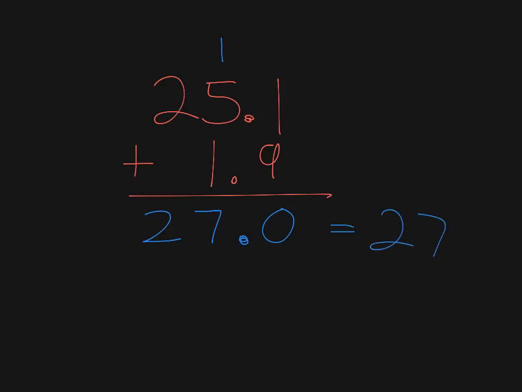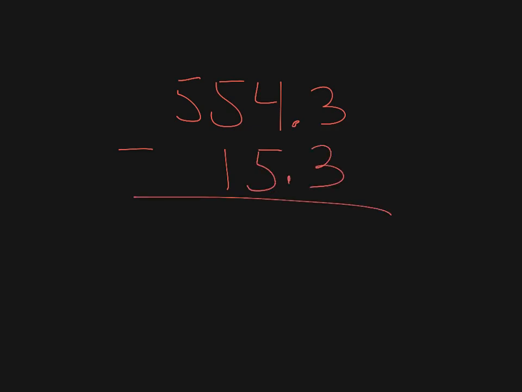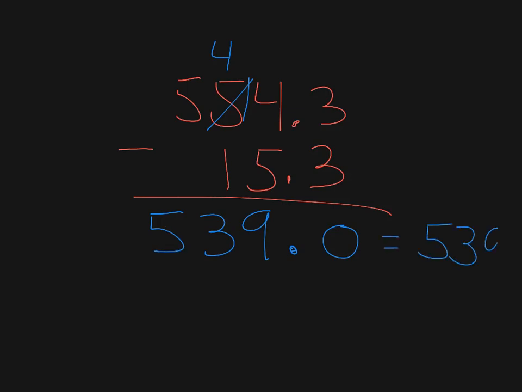It's the same thing. Let's go and find the difference on number 4. That's going to be 554.3 minus 15 and 3/10. I know that 3 minus 3 is 0. My decimal goes straight down. I cannot do 4 minus 5, so I'll borrow. This is now 14 minus 5, which is going to be 9. 4 minus 1 is 3. And 5 is by himself, so it's 539.0, or just 539.